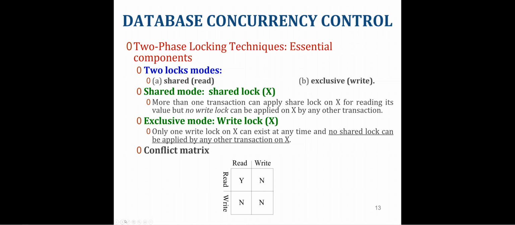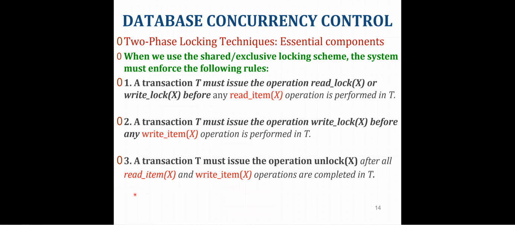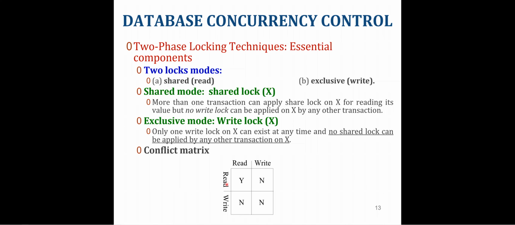So we can see the matrix down there. If both transactions read, then yes. If one transaction read and the other write, no. Write and read, no. And write and write, of course, no. So whenever a transaction wants to write, there will be no sharing. That will be exclusive. If both of them read, that will be shared.